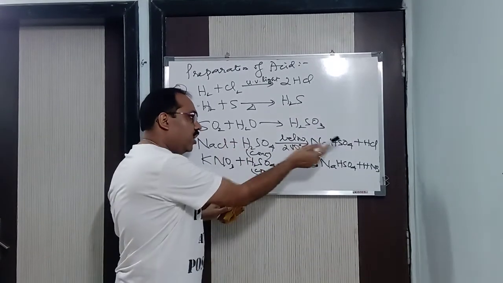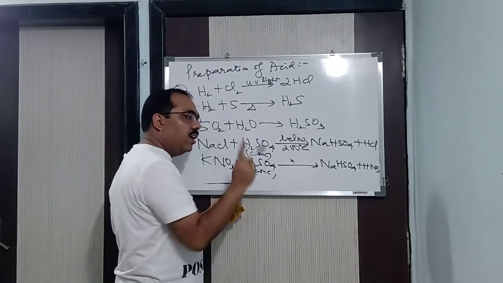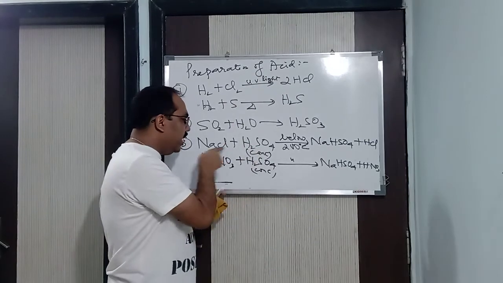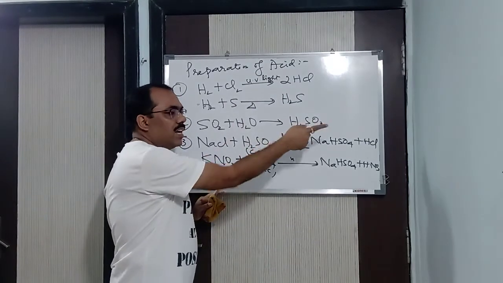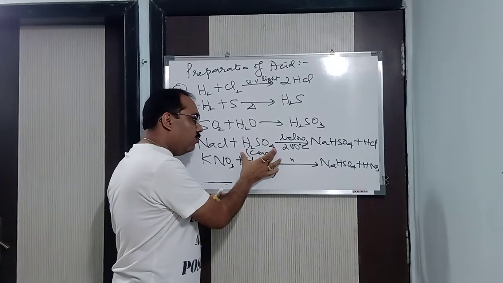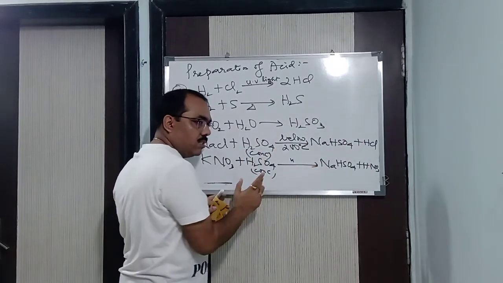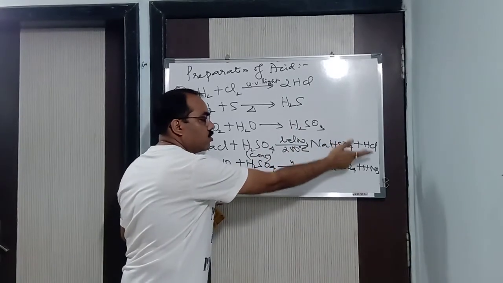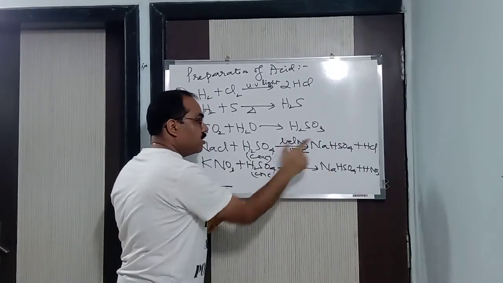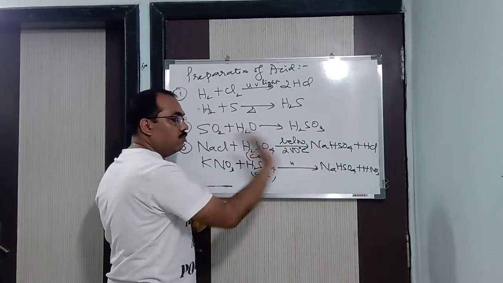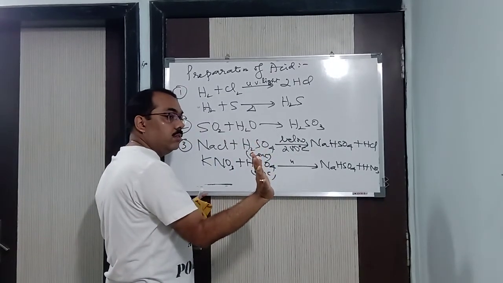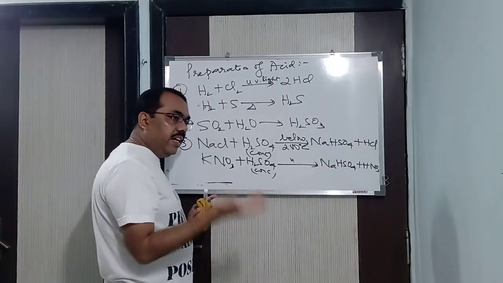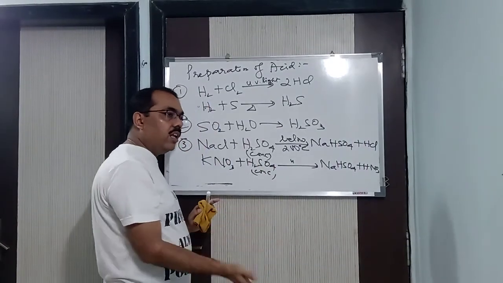From volatile, you cannot produce non-volatile. Remember that. Why? Because volatile means it is going to vaporize. Once it vaporizes, will it get a chance to react with the salt and produce an acid? No. So from a non-volatile acid, you can produce a volatile acid. Always remember that. HCl and HNO3 are volatile acids, so this reaction is not at all possible, because before it gets a chance to react, it volatilizes out.